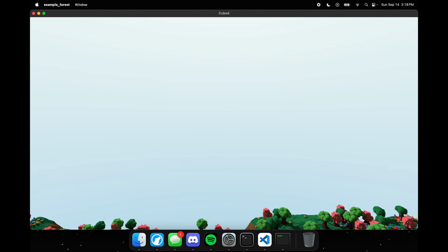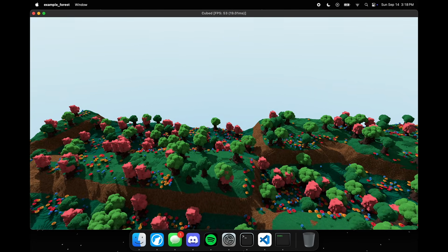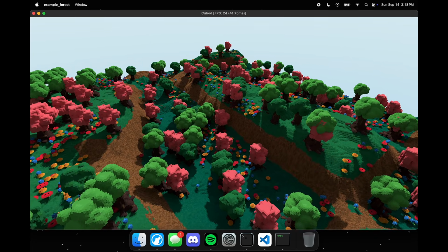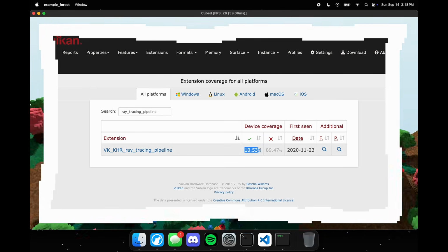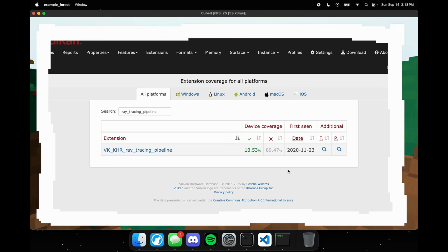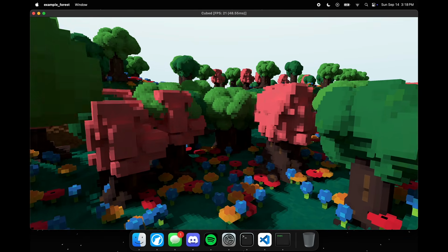In fact, removing the reliance on hardware ray tracing greatly increases the number of GPUs that can run the engine. The hardware ray tracing extensions are only supported by about 10% of all Vulkan-enabled devices, while the rest of the extensions used by the engine are supported by more than half.